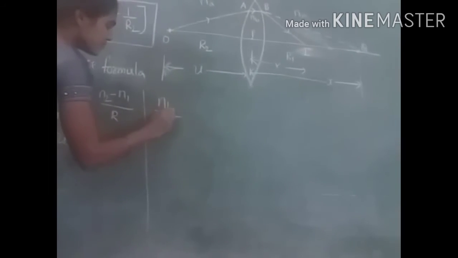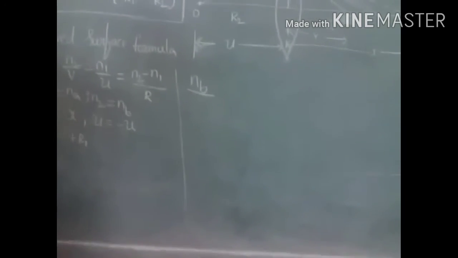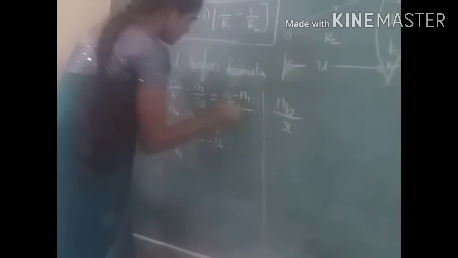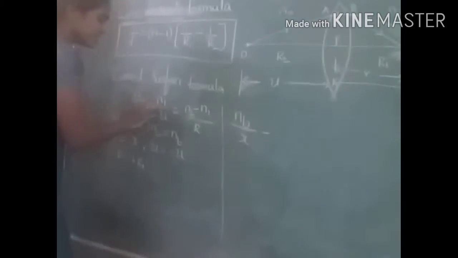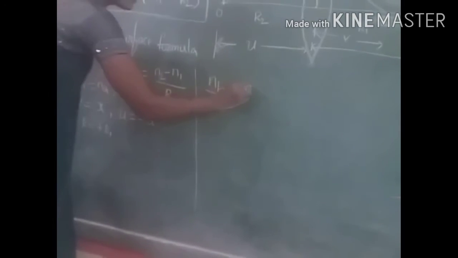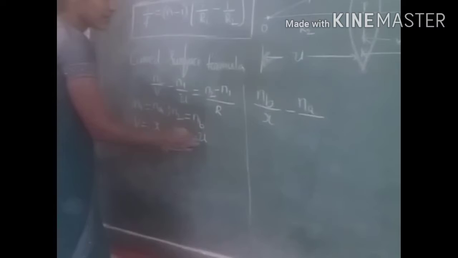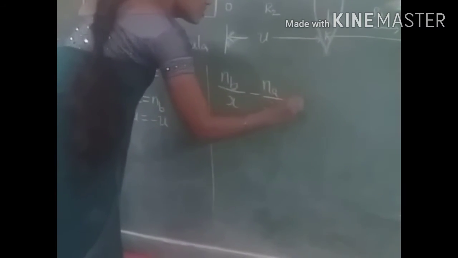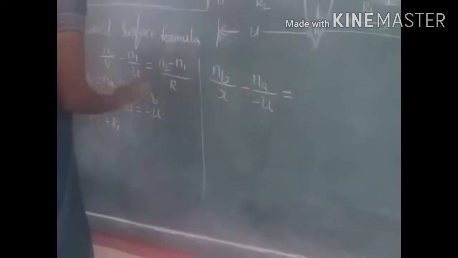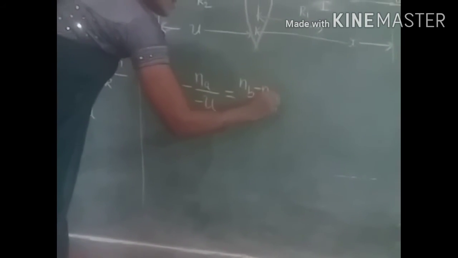Then we will get NB by x minus NA by minus u, that is equal to (NB minus NA) by plus R1. Let this be equation number 2.